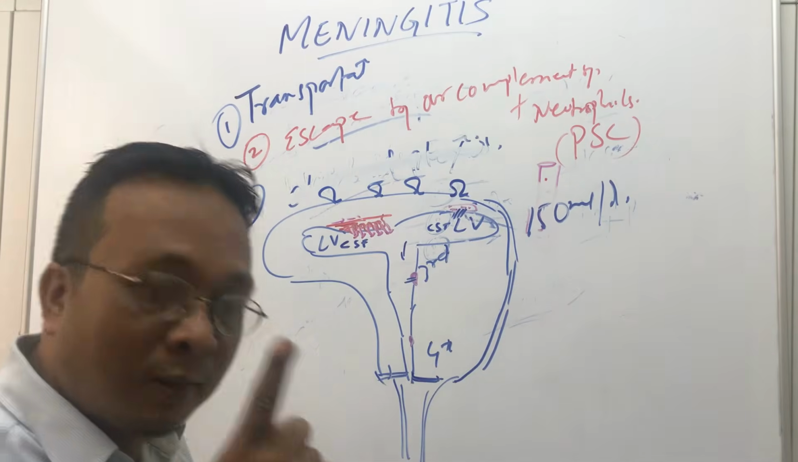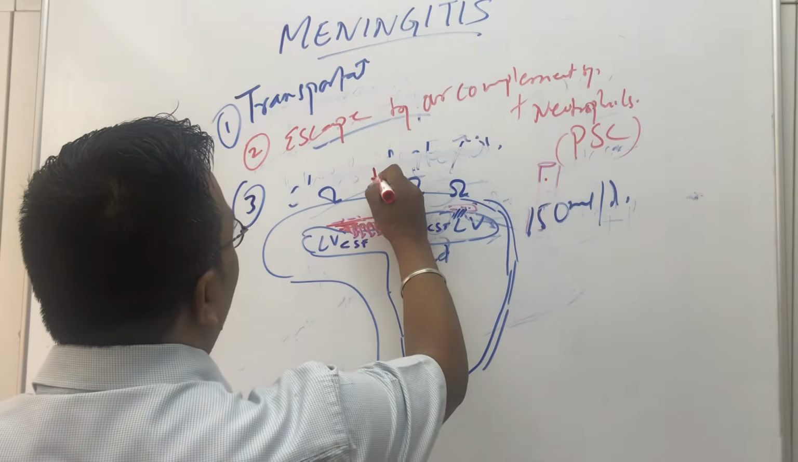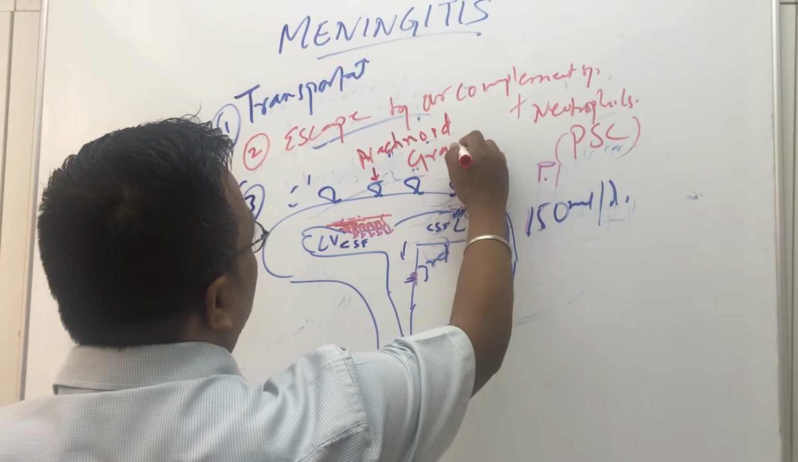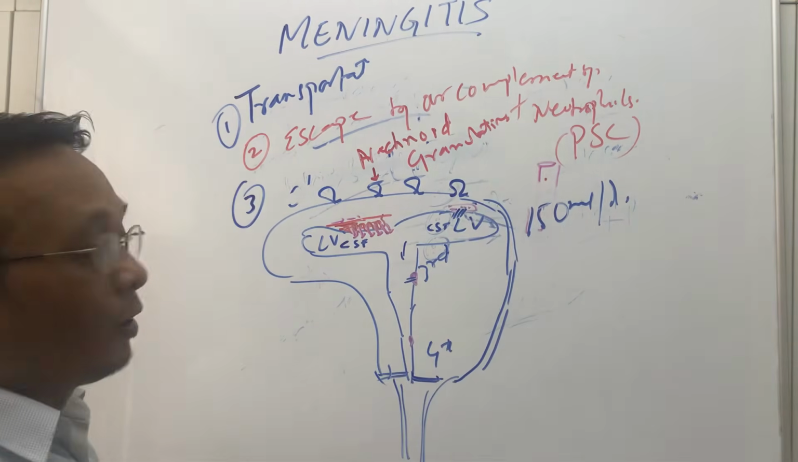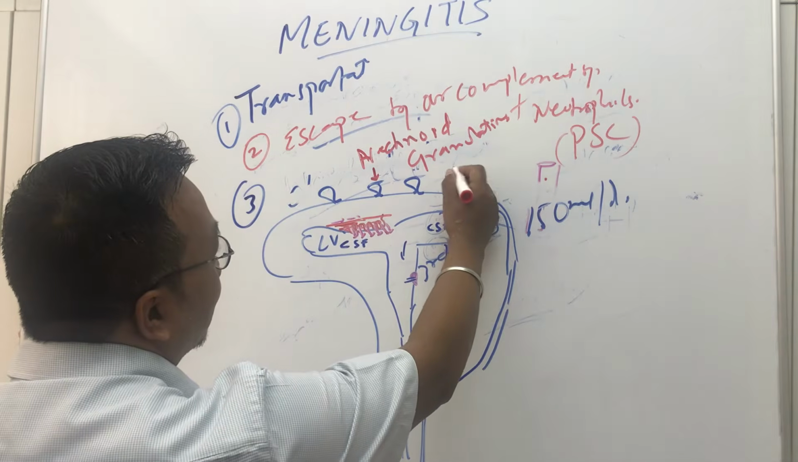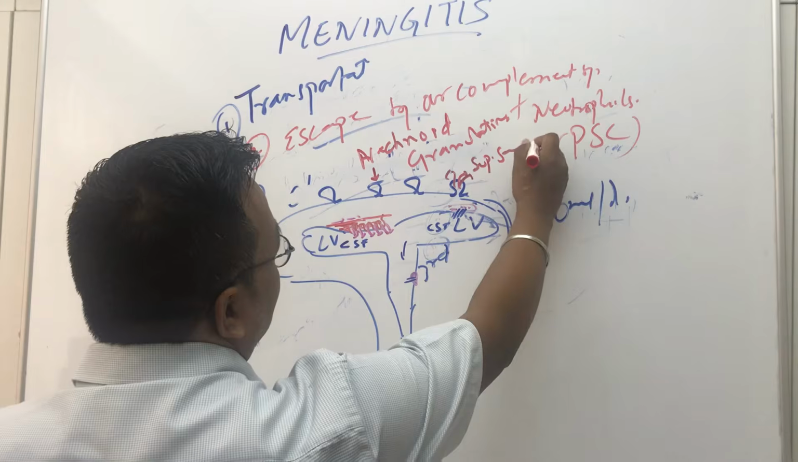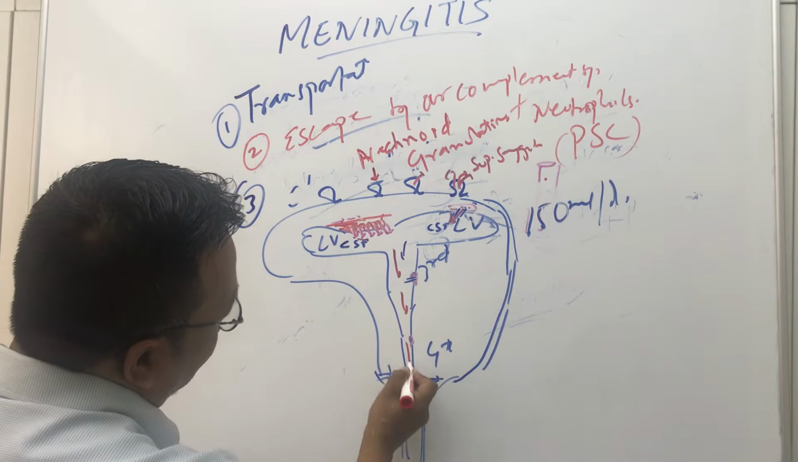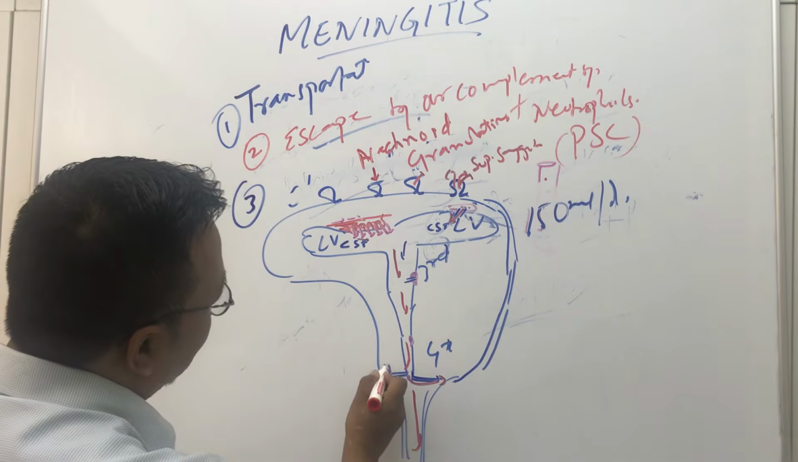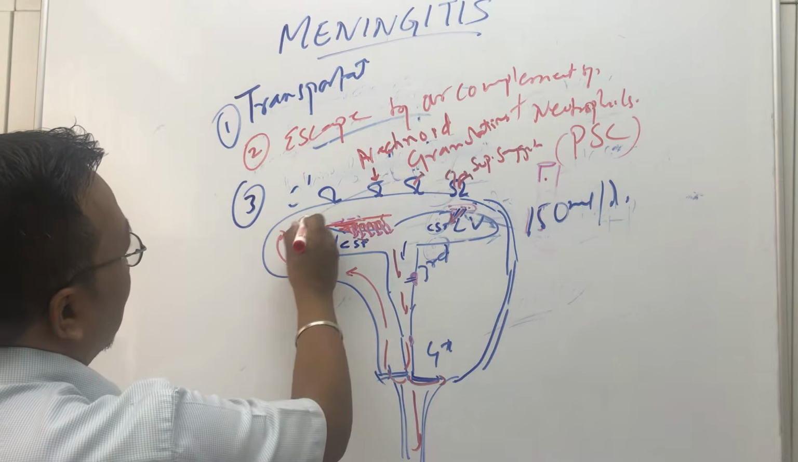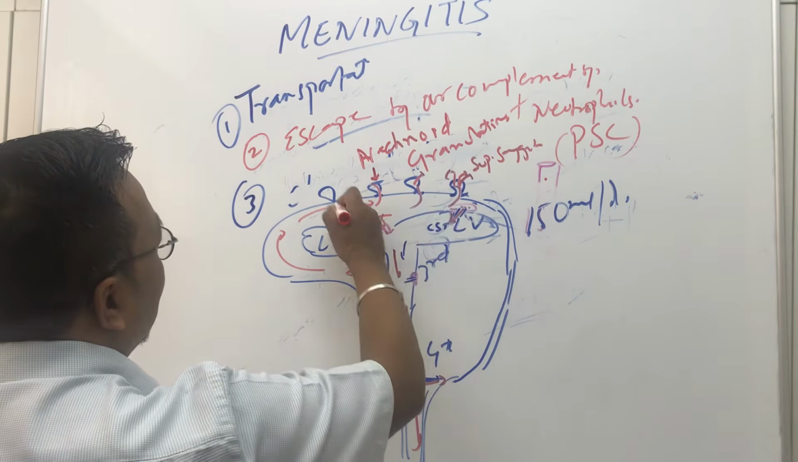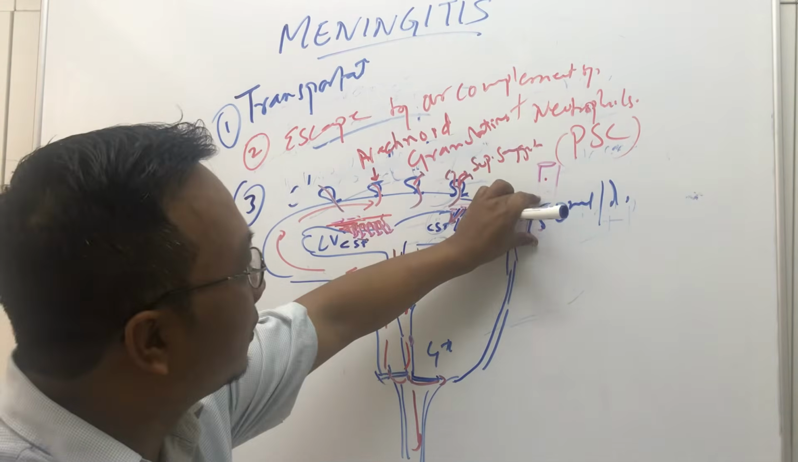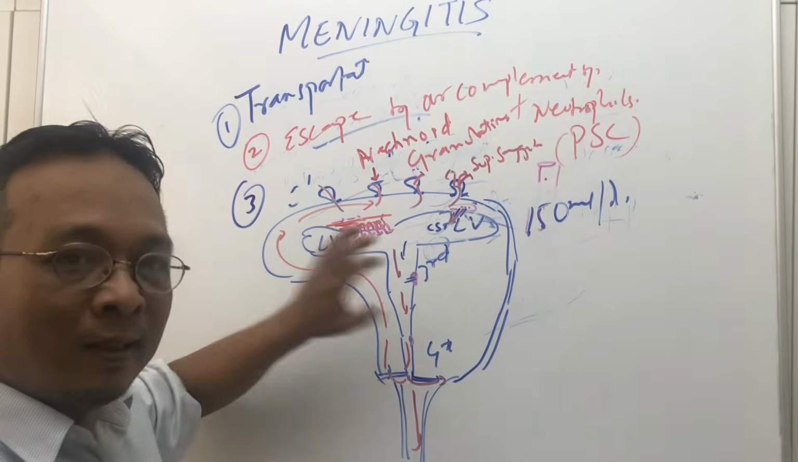These are called arachnoid granulations. Through the arachnoid granulations, this CSF escapes to the superior sagittal sinus. So CSF comes from here, circulates through the spinal cord, and escapes through the arachnoid granulations. There is continuous entry and exit, and it maintains the 150 ml.